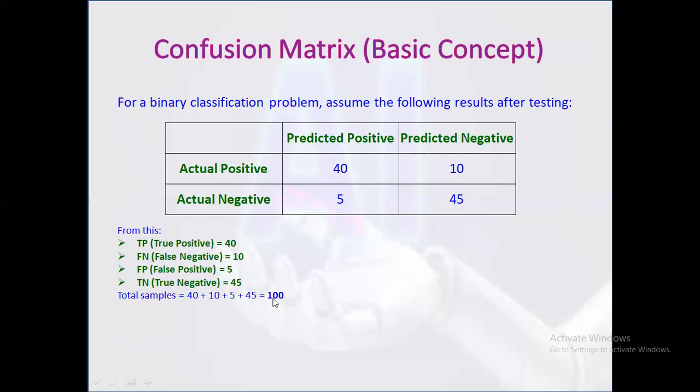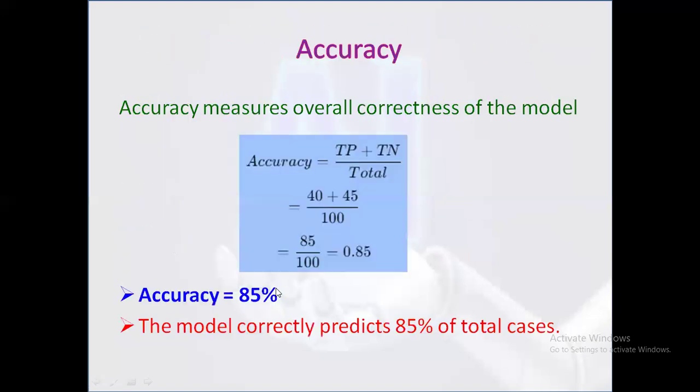So the total sample value is 100. And what is the formula for accuracy? True positive plus true negative, divided by the total. What is the true positive value? The true positive value is 45. True negative is 40. So 40 plus 45 divided by 100 is 0.85. So the percentage is 85 percent. We are getting the accuracy as 85 percent out of the total sample of 100.